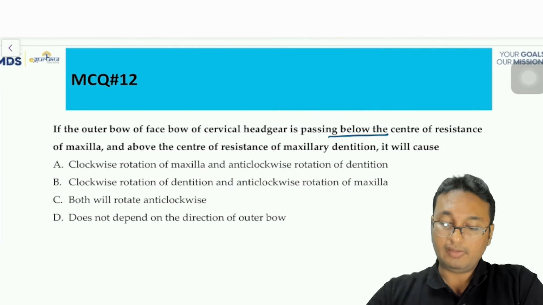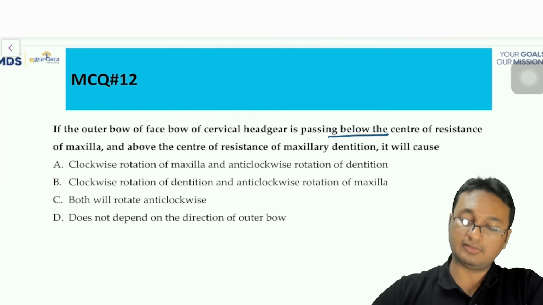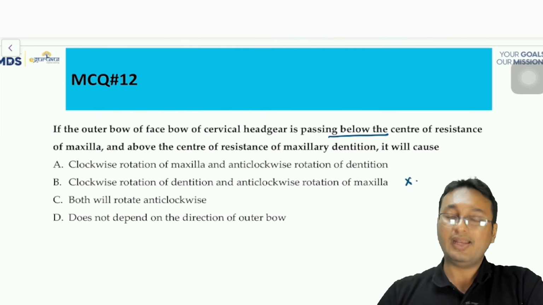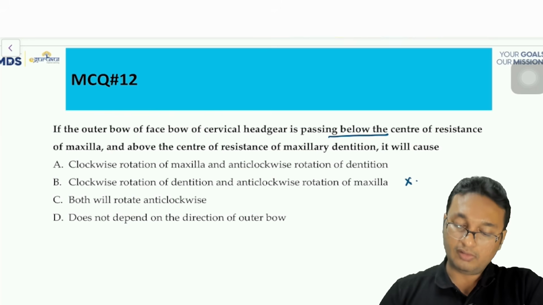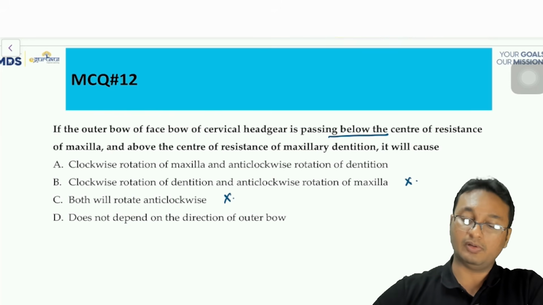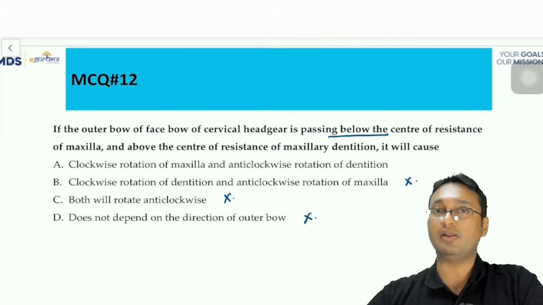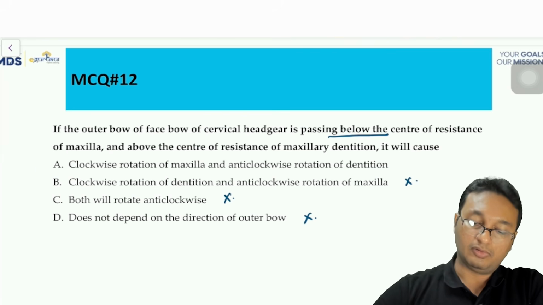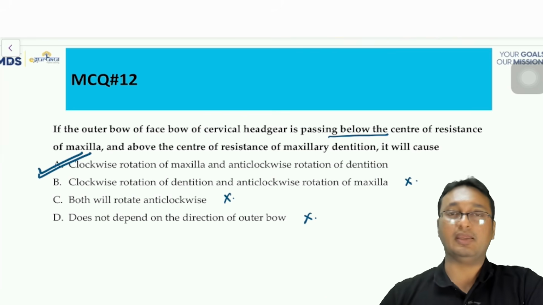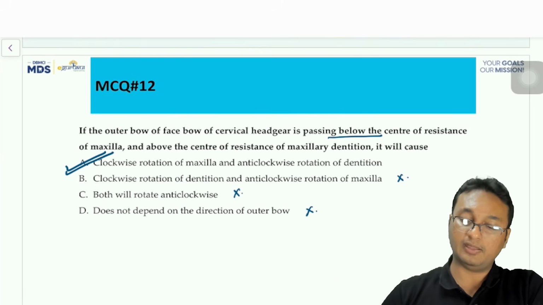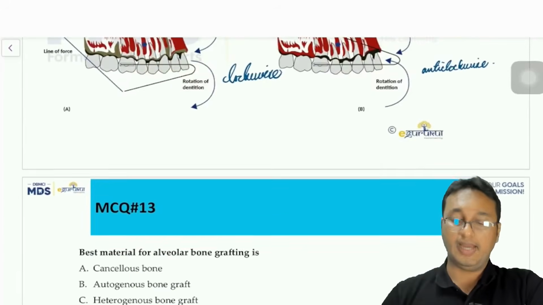Clockwise rotation of dentition and anti-clockwise rotation of the maxilla. This is not the scenario. Both will rotate anti-clockwise. Again, this is not the scenario. Does not depend on the direction of outer bow? It does, of course, it does depend on the direction of the outer bow. So the correct answer will be option A, as I just explained in the biomechanical principles of headgear.